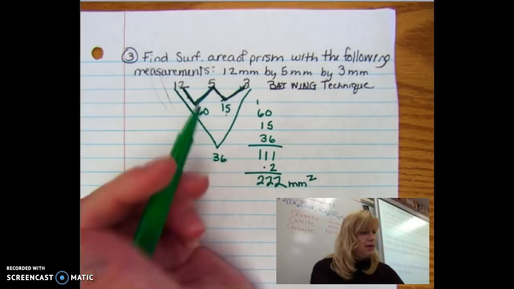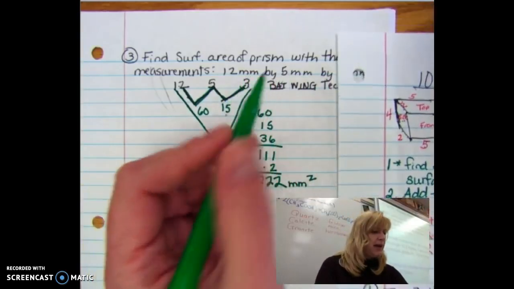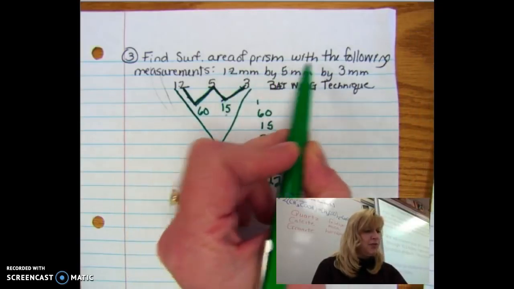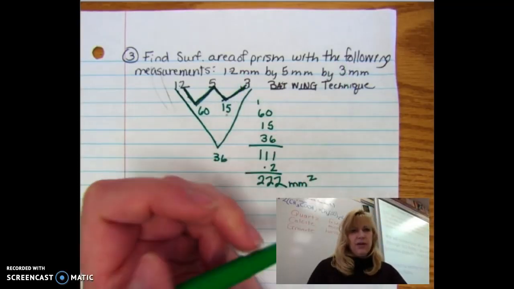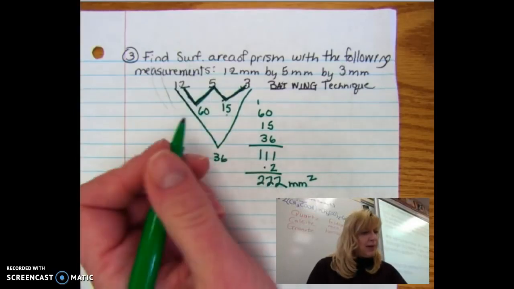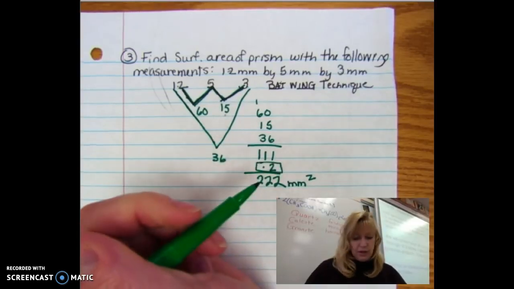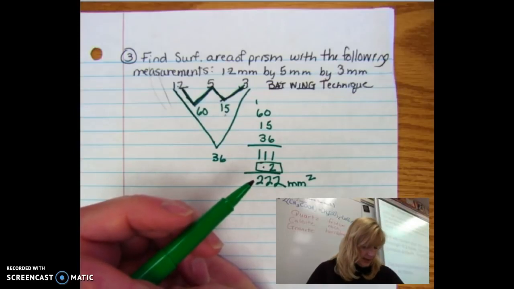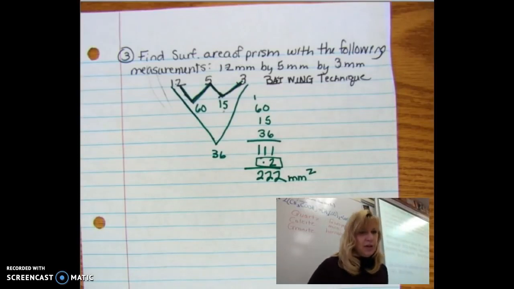When you think of all of these measurements, when we were on the other page, we are eventually going to multiply every single number, like number 1 by number 2, number 2 by number 3, and number 3 by number 1. Okay? That goes for every single time we're doing a prism. But the problem is after you do the bat wing technique, you've got to remember to double your answer to get the 222 millimeters squared. I think that is the basic concept of surface area.